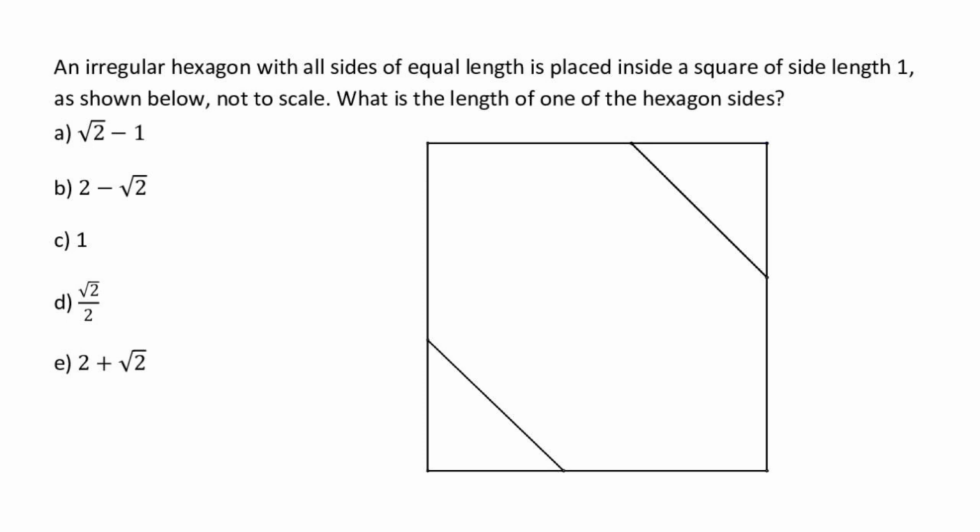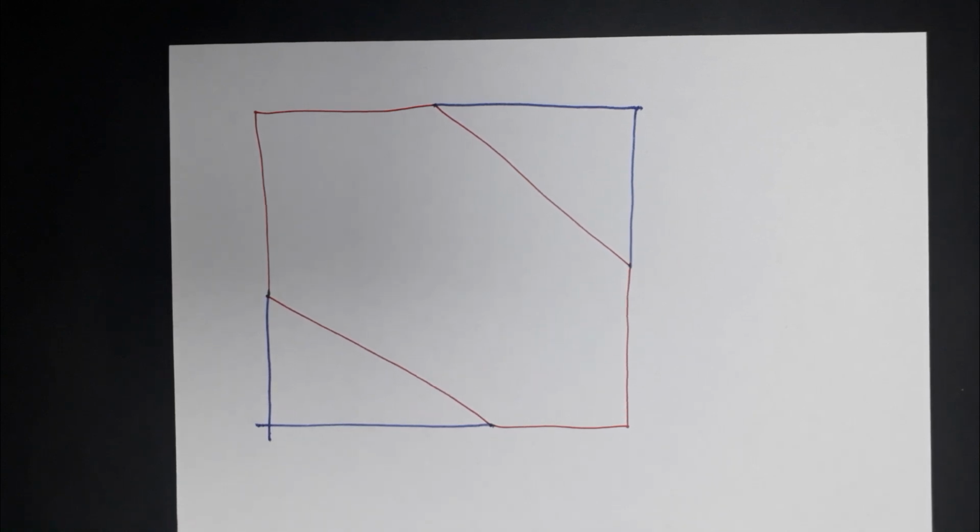And as you can see, this is a multiple choice question, so we have to find the correct answers. So this is the picture of our problem, which is not to scale. And the question is, what is the length of the hexagon sides? As you can see, the hexagon is in red. We have 5 different answers and our job is to pick the right one.